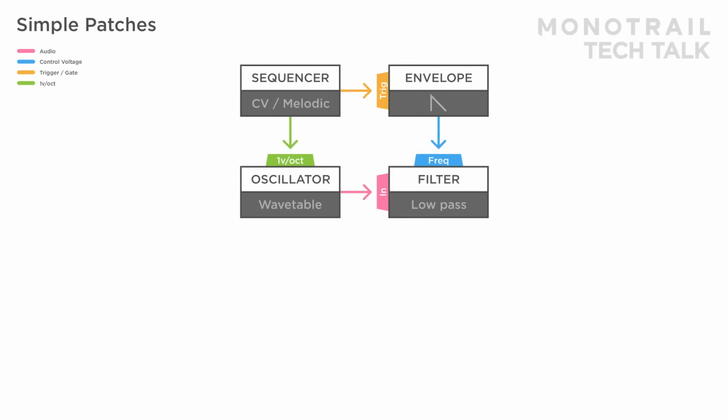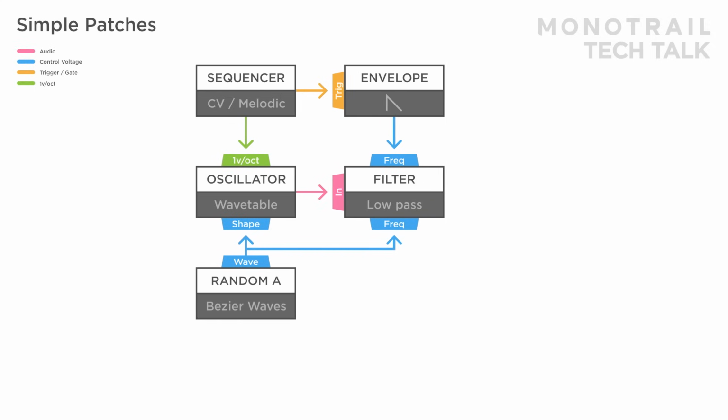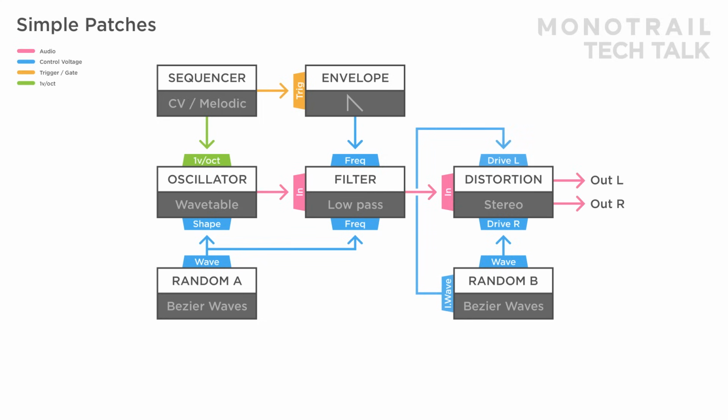Here's another simple voice. This time one random wave is modulating the wave shape as well as the filter cutoff. The audio is sent through a stereo drive with the second random wave modulating the drive of the right side and the inverted wave modulating the drive of the left side. This creates a nice wide inverse stereo distortion.